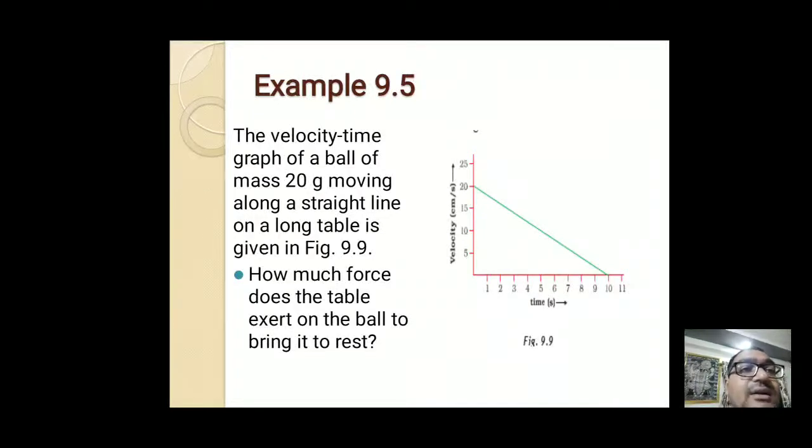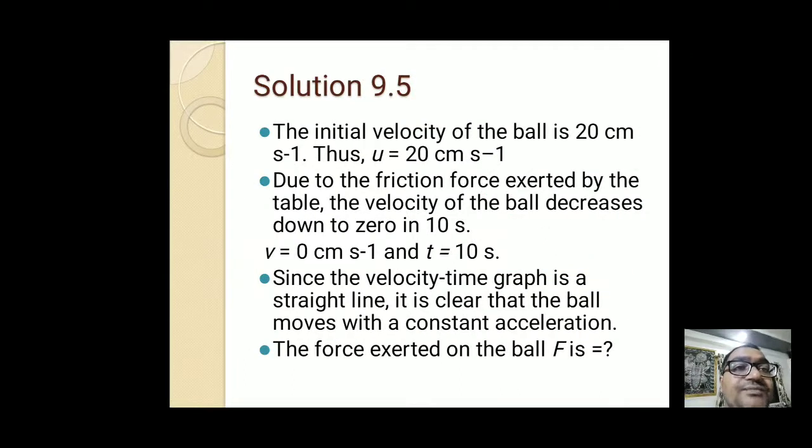Let's calculate, and first we write all the values. The initial velocity of the ball is 20 centimeter per second, denoted by u equal to 20. Due to the frictional force exerted by the table, the velocity of the ball decreases and comes to 0 in 10 seconds. So the final velocity will become 0, and time is 10 seconds. Since the velocity time graph is a straight line, it is clear that the ball moves with constant acceleration, and we have to find the force F equal to question mark.